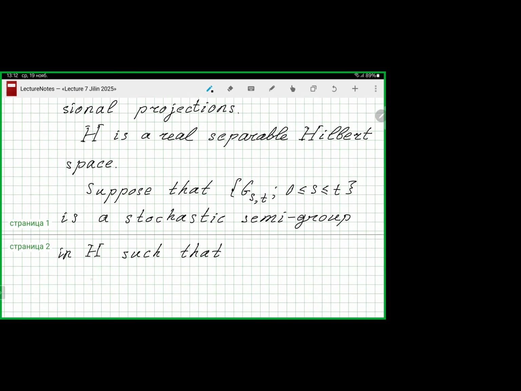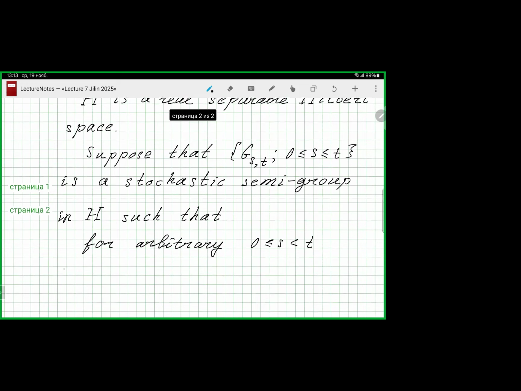But now I additionally suppose that for arbitrary 0 less or equal than s, strictly less than t, J_{s,t} is a finite dimensional projection.